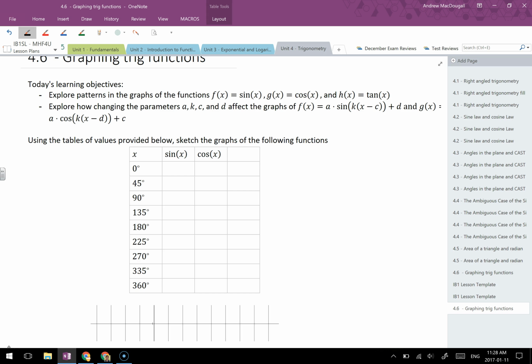You can skip parts that are too easy for you if you like. This is almost entirely a review of last year. It's graphing trig functions. The only new thing is that you have to be able to do it in radian mode.